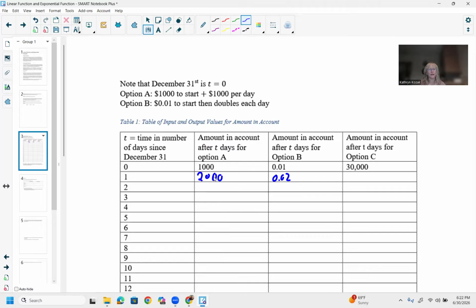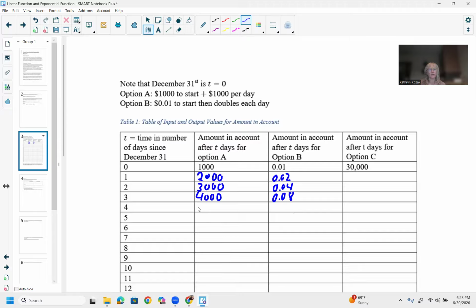Second day, you're going to get another $1,000 put into your account for option A, which means you're now going to have $3,000 in that account. Option B, you're going to double it. So instead of having 2 cents, you're now going to have 4 cents. Option C, nothing changes. Third day, you're now going to be at $4,000 in that account because another $1,000 was put in. But we're doubling again on option B. So instead of being 4 cents, you're now going to have 8 cents in there.